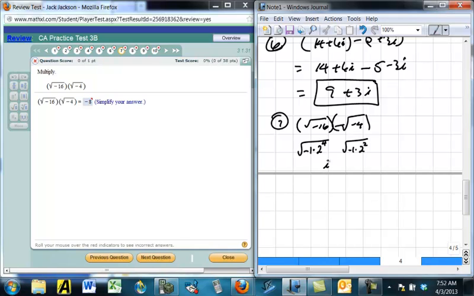The square root of negative 1 here is i. The square root of negative 1 here is i. Square root of 2 squared is 2. Square root of 2 to the 4th is 2 squared, or 4 in other words. You might just know that 16 is the square of 4. 4 times 2 is 8. i times i is i squared, which is negative 1. So the answer is negative 8.